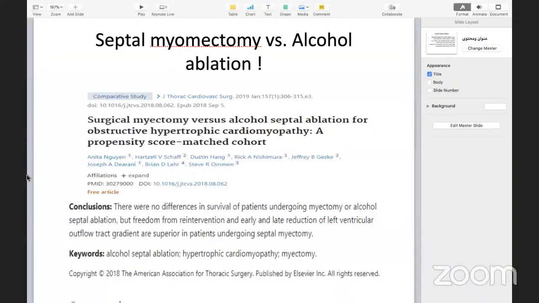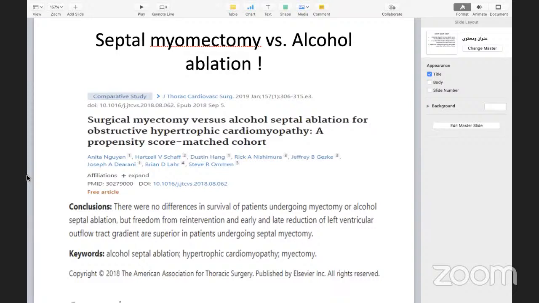For the alcohol ablation, it is an intervention where you inject alcohol into the septal perforators of the LAD, and you create necrotic tissue just to make this hypertrophy less, so it will regress with this necrosis.